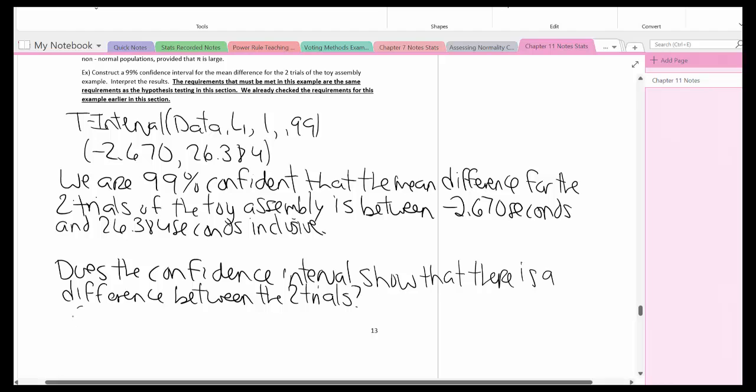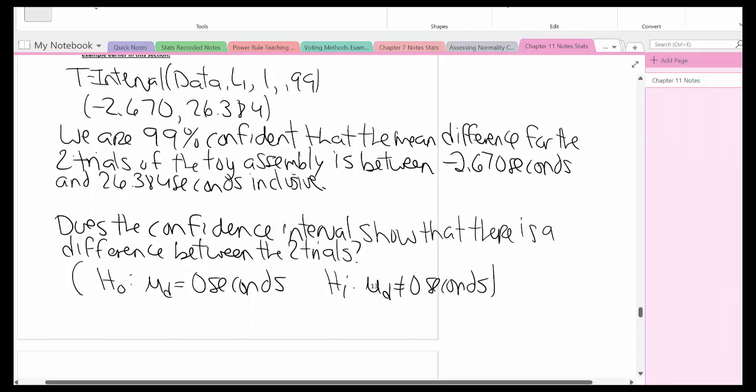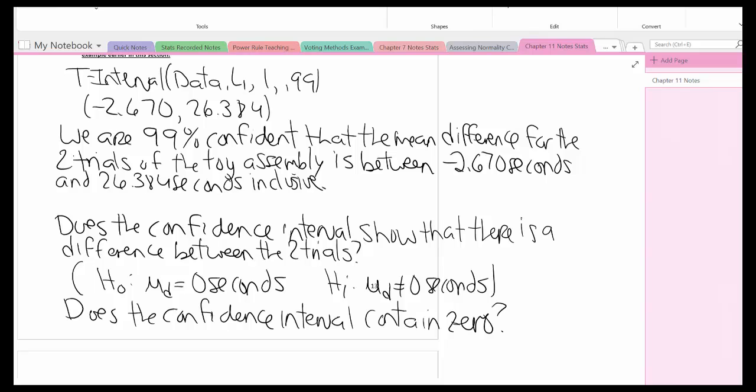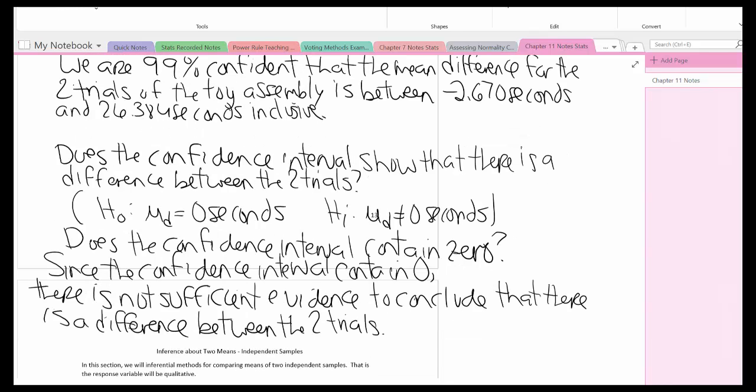So here's the thought process. I'm going to put this in parentheses, but I'm going to write out the null and alternative hypothesis for this, just to give you an idea of where I'm going to go with this. And here's the question that you would ask at this particular stage. Does the confidence interval contain 0? Well, go back up. It certainly does contain 0. So here's how I would write out the conclusion for this. Since the confidence interval contains 0, there is not sufficient evidence to conclude that there is a difference between the trials.